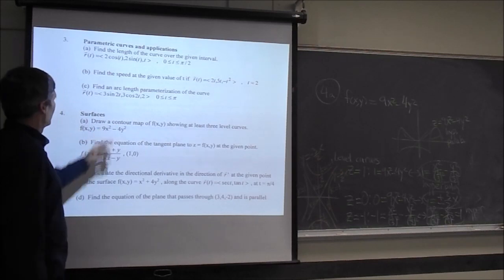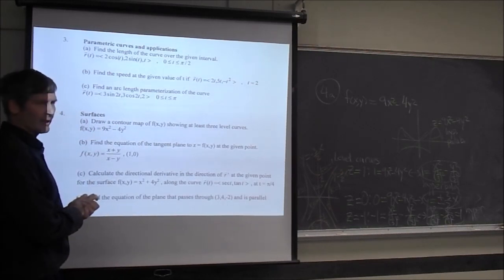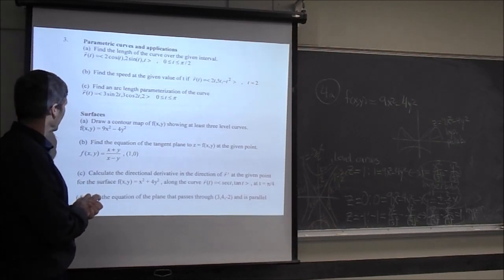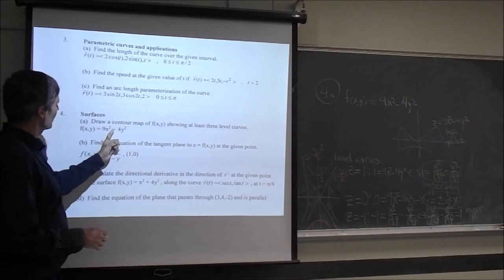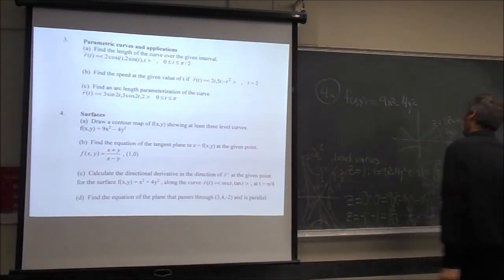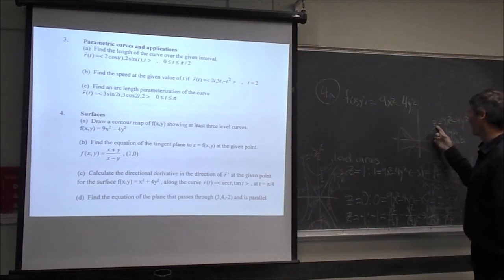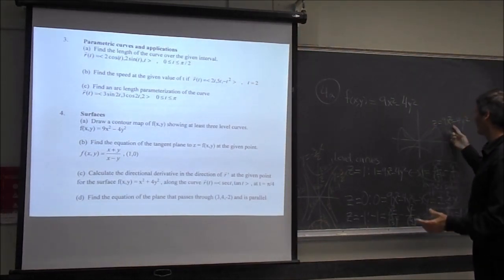Here's one: draw a contour map showing at least 3 level curves. This is like a topographic map you see of a mountain. What does this function look like? z equals 9x squared minus 4y squared. Well, maybe you remember from your quadratic surfaces, this is actually a hyperbolic paraboloid. If you forget, you can do some traces and figure it out.